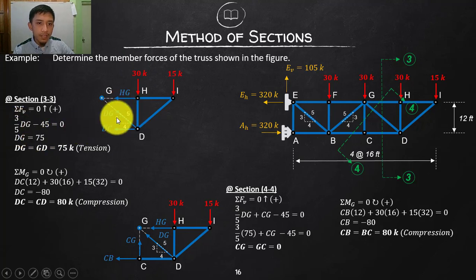So this is going up, the component is going up, so 3/5 of DG. If I summate this one, 45 is negative since that is going down. So by simple algebra, DG will give us 75, which is positive, so that is tension.